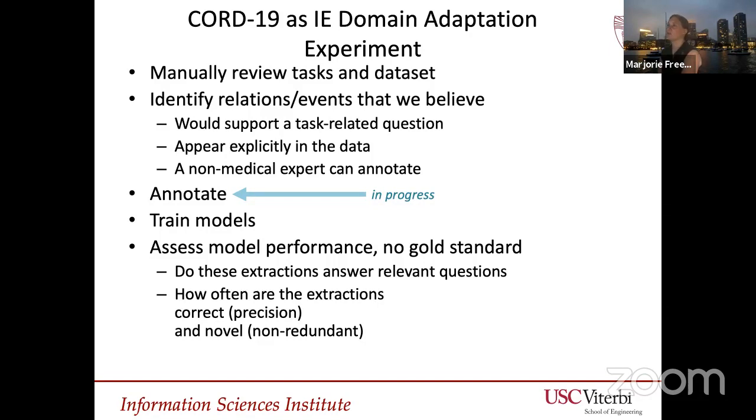And then we pushed these second 2 steps, which boiled down to, do we think we can do them? Do we think if we get this annotation, we'll be able to make use of it, and do we think we'll be able to annotate it? And so that's, do we think these are things that will appear explicitly in the type of data that we have? And do we think a non-medical expert can annotate them? I'd love to hear from anyone who has suggestions of other relations.